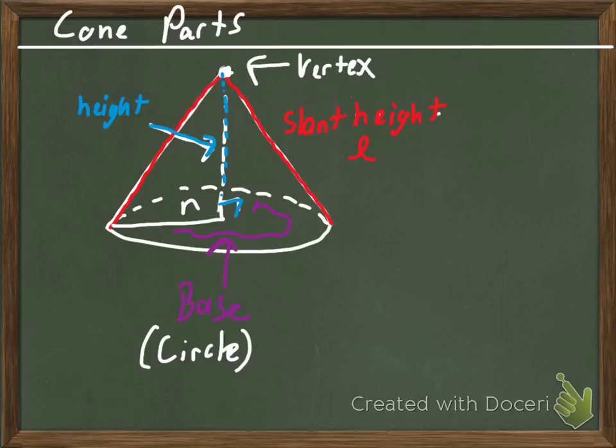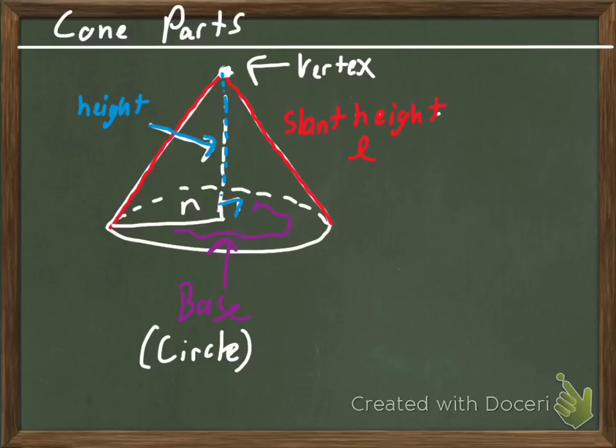So now we're going to talk about the cone, and here we have cone parts. The cone does have a vertex as well. The cone has a slant height. That is basically the sides of the cone, if you want to call them sides. And then the height goes from the vertex down to the base, and makes that right angle again, and the base is a circle. So the height and the radius meet at the center of that circle.